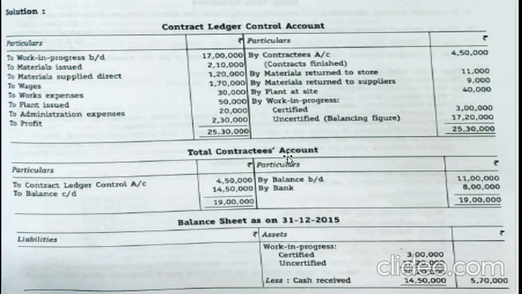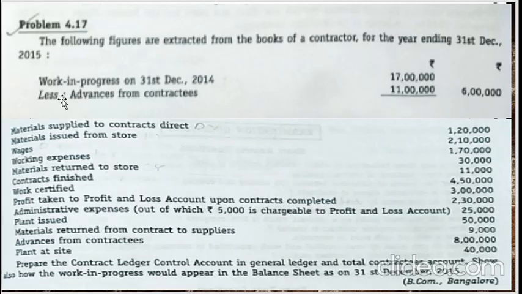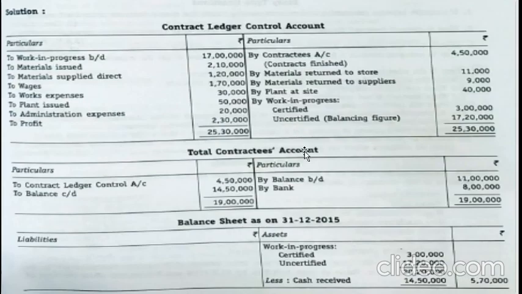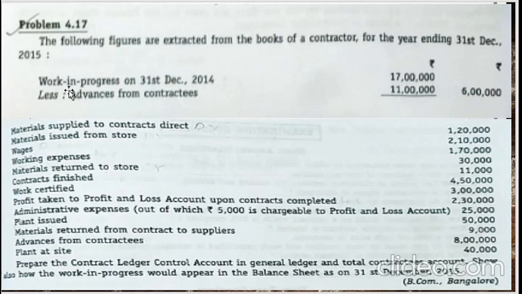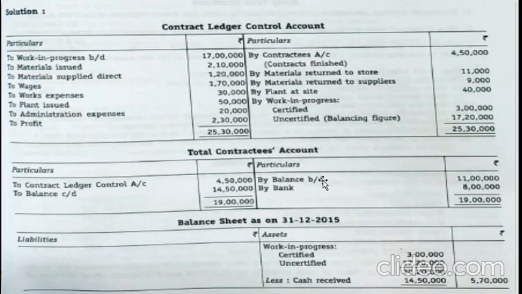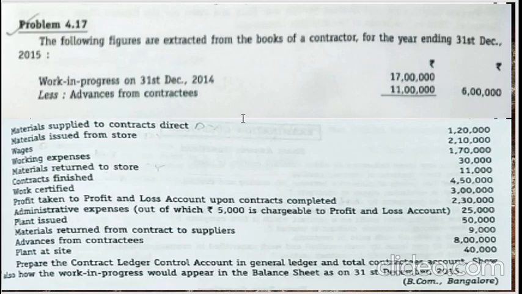Next we will prepare the contractee's account, by balance brought down 11 lakh. This 11 lakh we have taken from the question, which is stated as advance from contractees which has been received. This is the money which is received from the contractee for the contract. We have taken that as the previous year's balance, as the date specifies here. This is the previous year's information, so as it is previous information, this balance would be brought down, that 11 lakh the contractee has paid for the contract. And you need to check in the question for this year if they have given anything.